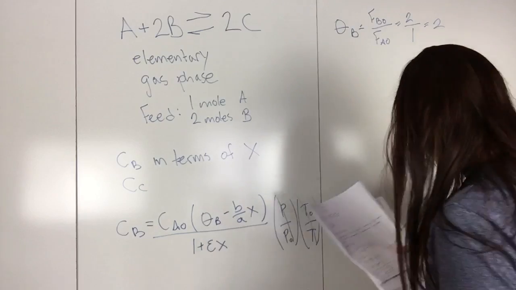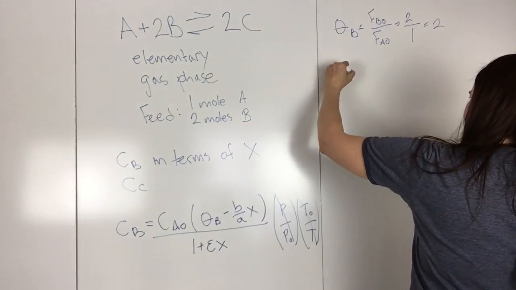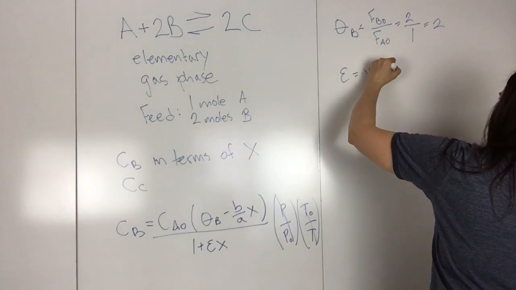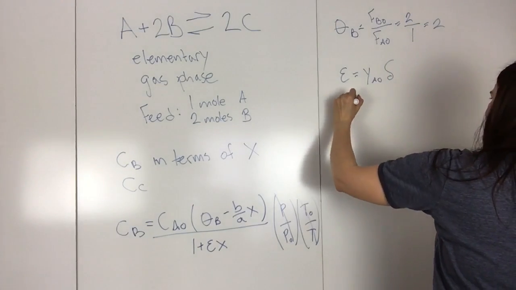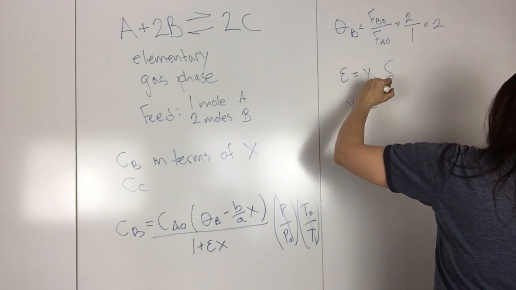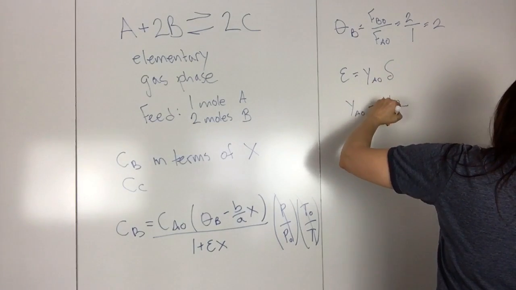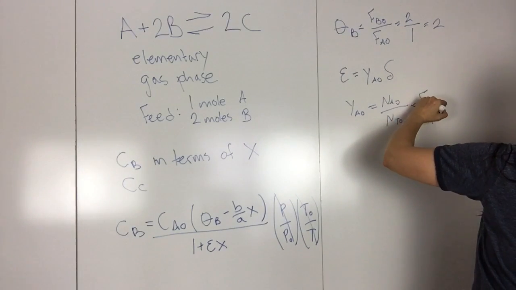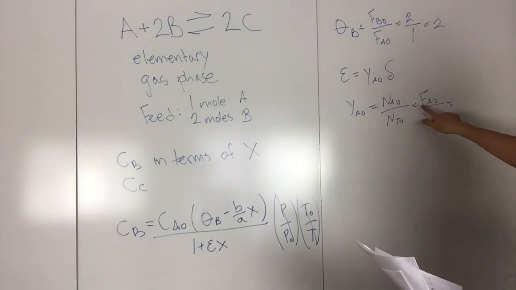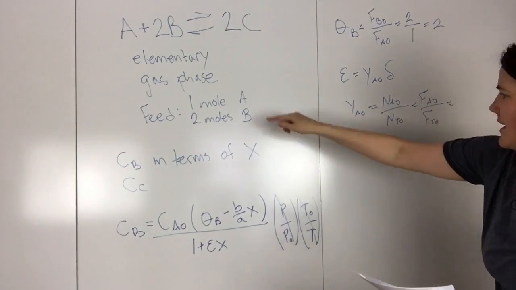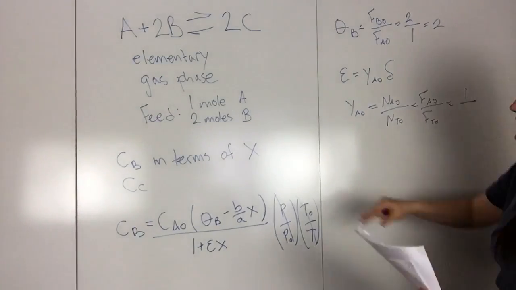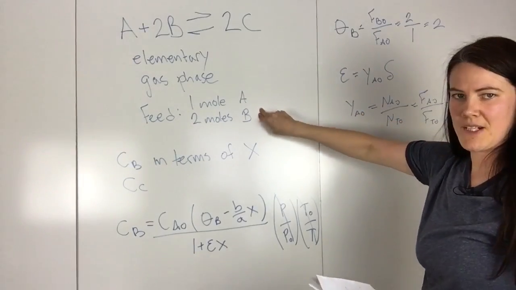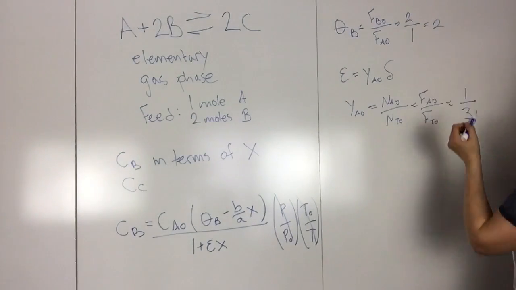And we know that epsilon is equal to partial mole fraction multiplied by delta. And so Y A naught is equal to N A naught over N T naught, which is also equal to F A naught over F T naught. So in this case, once again, we can get this from here. We know that F A naught is 1, and the total moles is 3 because we have 1 mole of A coming in and 2 moles of B coming in. So the total moles are 3.